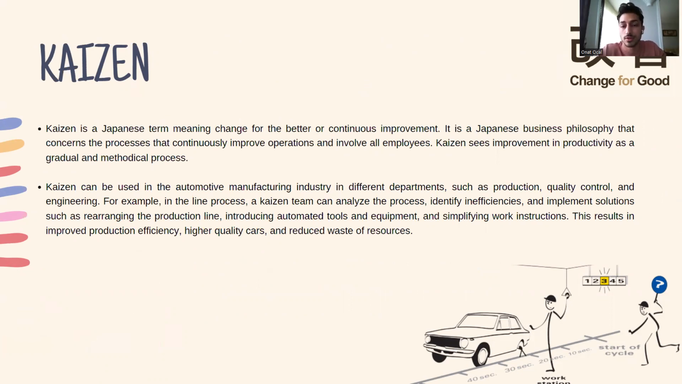Kaizen can be used in the automotive manufacturing industry in different departments, such as production, quality control, and engineering. For example, in the line process, the Kaizen team can analyze the process, identify the inefficiencies, and implement solutions such as rearranging the production line, introducing automated tools and equipment, and simplifying work instructions. This results in improved production efficiency, higher quality cars, and reduced waste of resources.